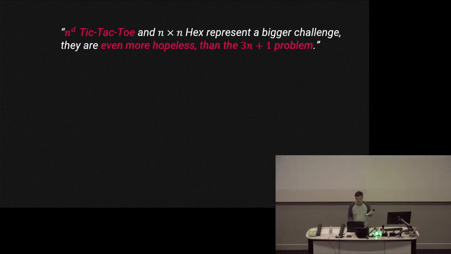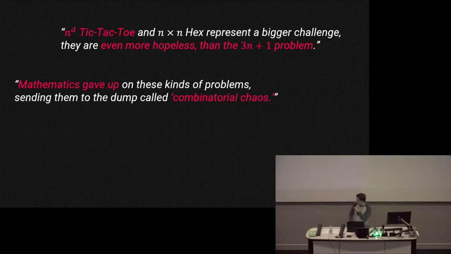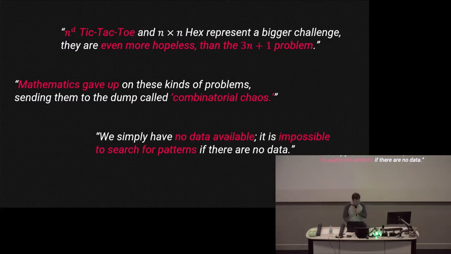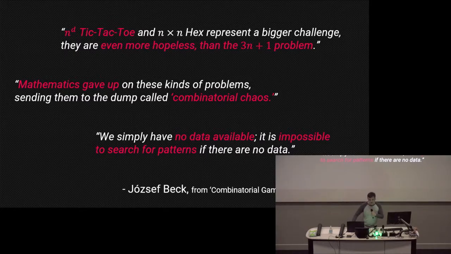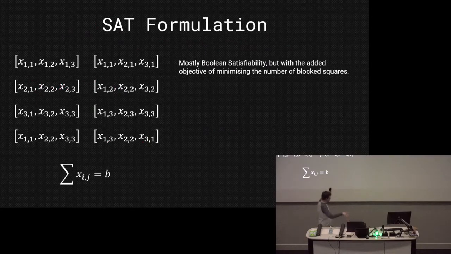So I looked at this guy's book. He was like, oh, this problem is actually really hopeless. Mathematics gave up on this kind of problem years ago, combinatorial chaos. We simply have no data available. It's impossible to search for patterns. So that's pretty encouraging. Okay, let's try and solve it as SAT, right?